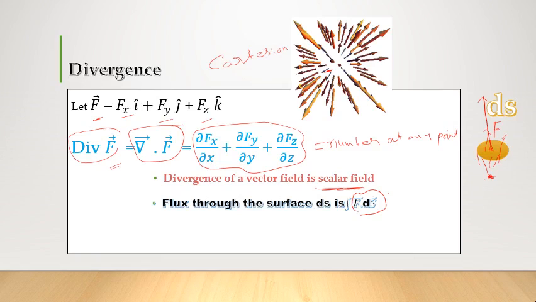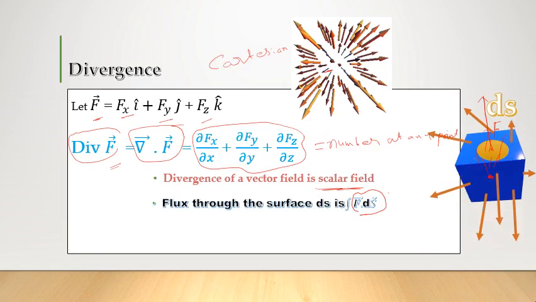Total flux, if you want to define it for a bigger surface like this, a cube which has 6 surfaces, then if you want to define the total flux coming out of these side surfaces, you have to take integration. Total flux will be defined by integration over the closed surface.